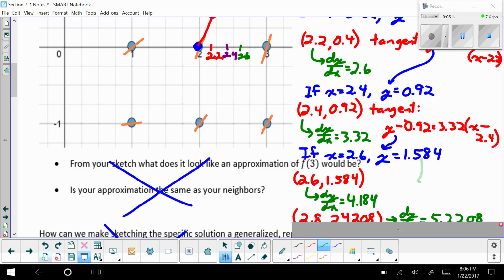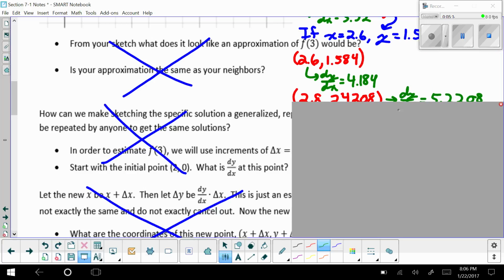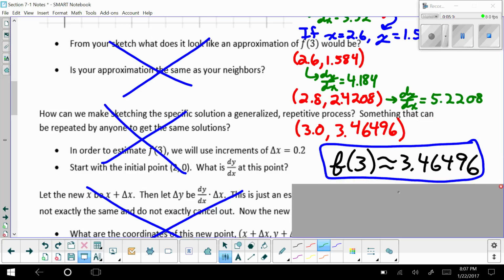Sorry, I want to keep doing this until I get to my desired x coordinate, which then yielded a y estimate of 3.46496. And this is consistent. Anybody who correctly uses this method will get that exact same estimate.